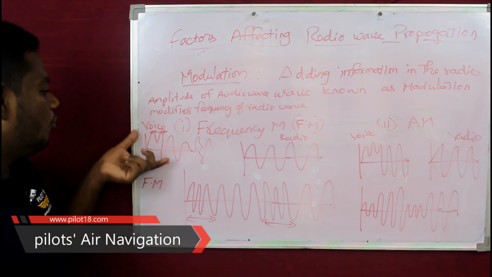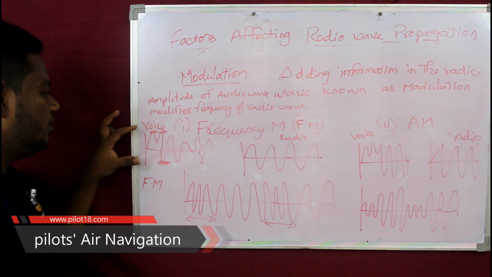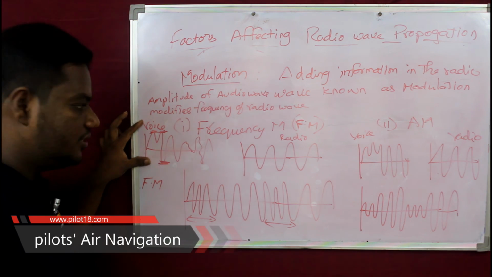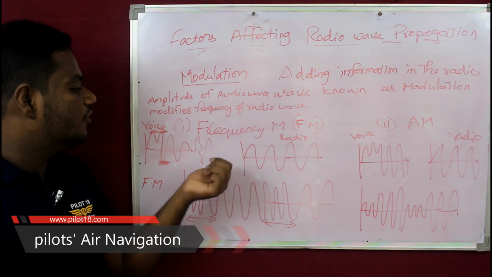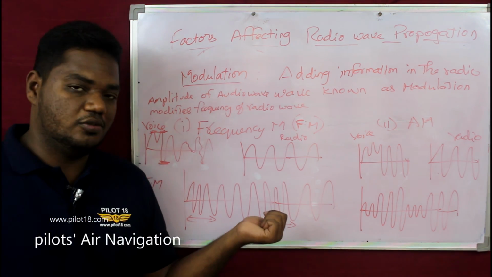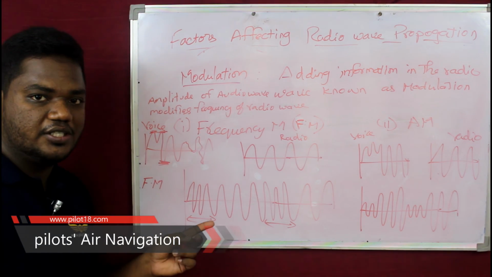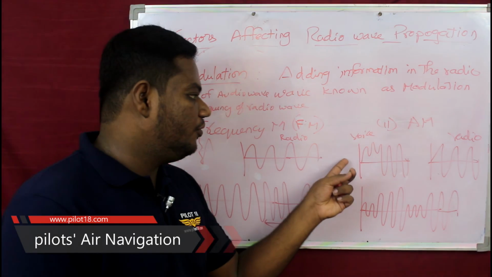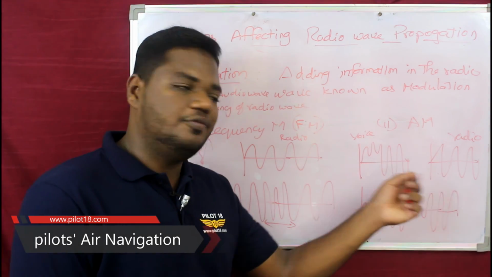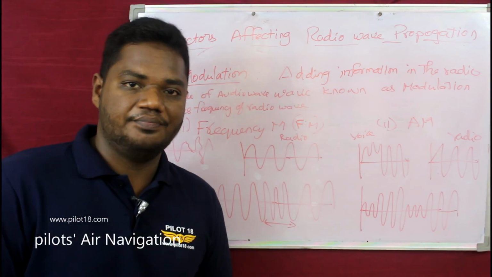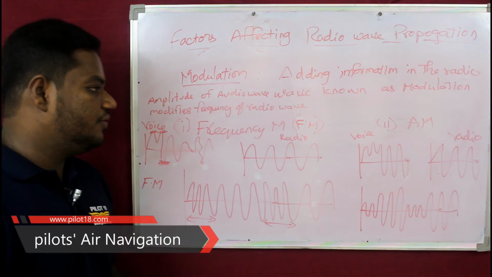When the amplitude of the voice, which is audio frequency, modifies the frequency of the radio wave, it is known as frequency modulation. When the amplitude of the audio wave modifies the amplitude of the radio wave, it is known as amplitude modulation. That's all. So we are done with the basics.